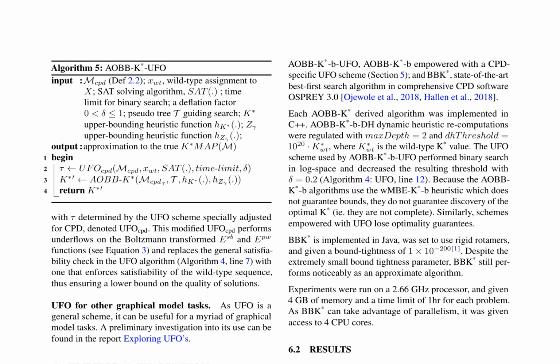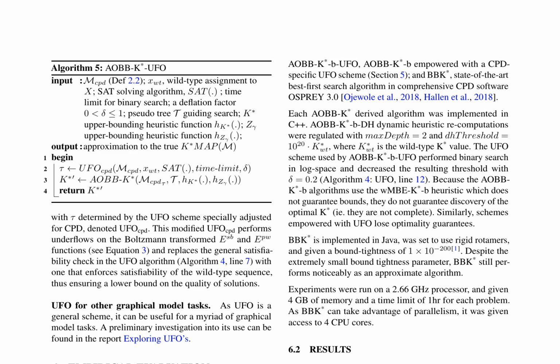Algorithm 5, AOBB-K UFO, presents a novel integration of the UFO scheme with the AOBB-K algorithm, specifically designed to tackle constrained protein design problems. The input parameters include a molecular CPD, a wild-type assignment to X, a SAT solving algorithm, a time limit, a deflation factor, a pseudo-tree guiding the search, and two upper bounding heuristic functions. The algorithm returns an approximation to the true KMAP.